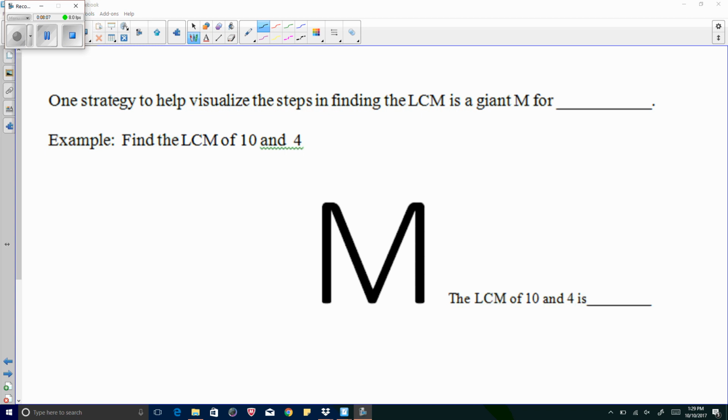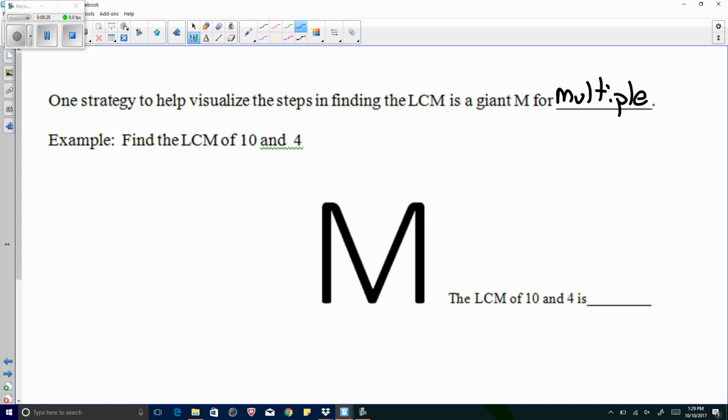Similar to factors, for multiples, I've used this giant M for multiple. And then I write those numbers going down. And hopefully that'll help people from being confused between factors and multiples, because it does happen quite a bit.